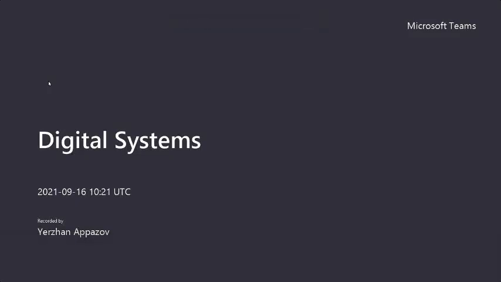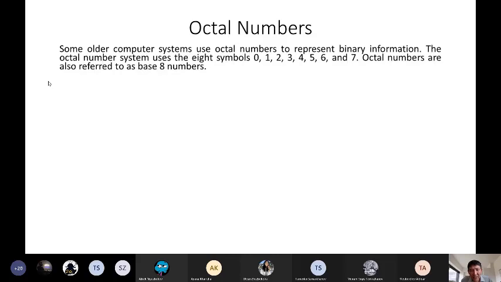The octal number system uses the 8 symbols from 0 to 7. Octal numbers are also referred to as base 8 numbers.